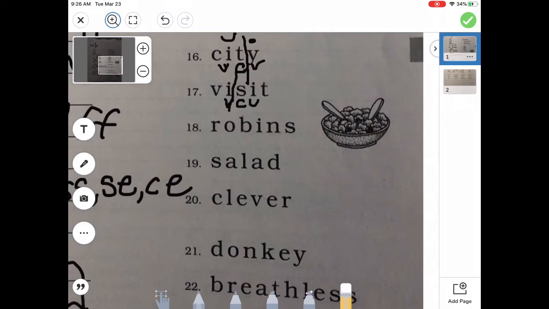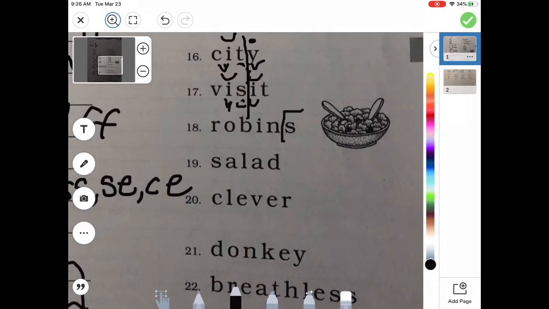Does that make sense? No. Let's move our line behind the consonant. And now that's a short I and a short I, and it would be visit. Good job. All right, on the next word, what do you see?